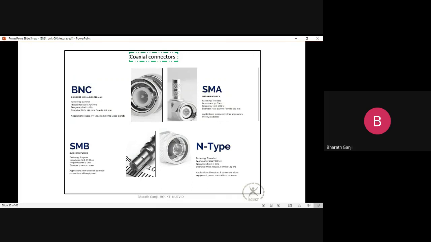But N-type connectors are used even in power transmitters, receivers, and equipment, and it also matters what power handling capability you can achieve using a particular connector. What is power handling capability? There are SMA connectors which are used in filters, attenuators, and oscillators, and in antenna designs also.